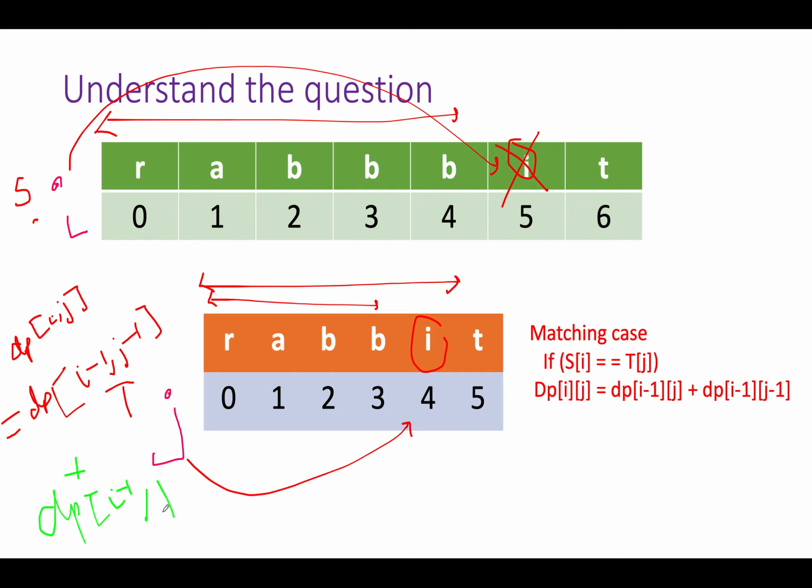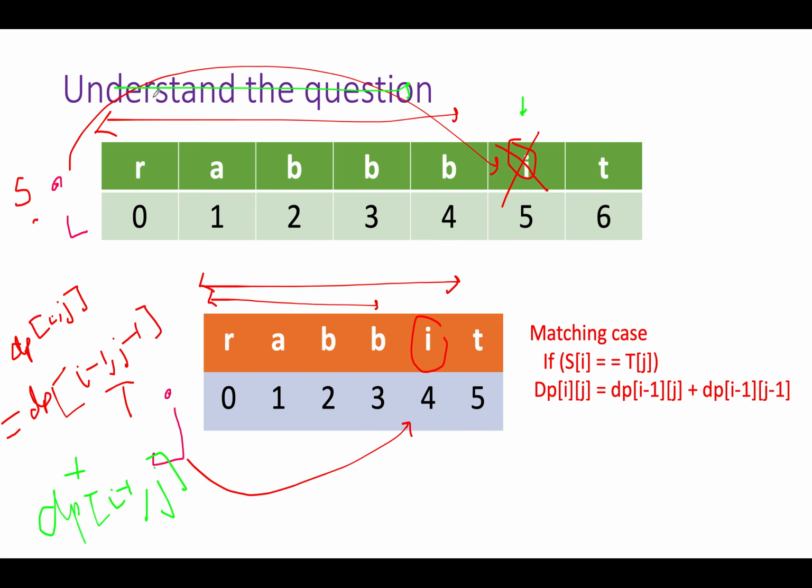Why are we considering two cases here? One is excluding the ith character, one is including the ith character. For the exclusion part, we are simply removing this ith character, and whatever answer we have calculated up till i minus 1 index comma j, these two parts of the string will contribute to the answer, which will be signified by dp of i minus 1 comma j. And if we consider this ith character and it's a matching case, we need to add to our answer dp of i minus 1 comma j minus 1. I hope this exclusion case and inclusion case is clear to you.